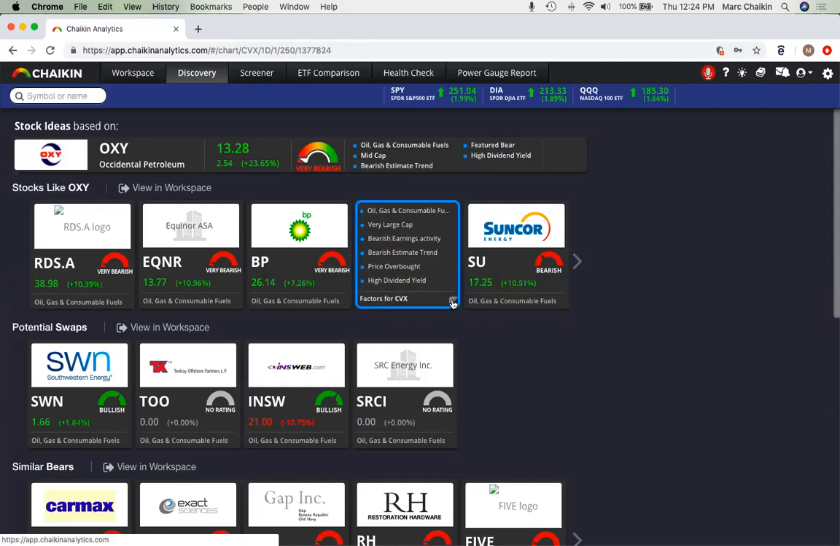There it is. So this describes in plain English why Oxy and Chevron are similar. Oil and gas industry, very large cap, bearish earnings activity, bearish earnings estimate trend, prices overbought, and there's a relatively high dividend yield, which may not be safe. So using advanced search technology and pattern matching engine, you can come up with new ideas.